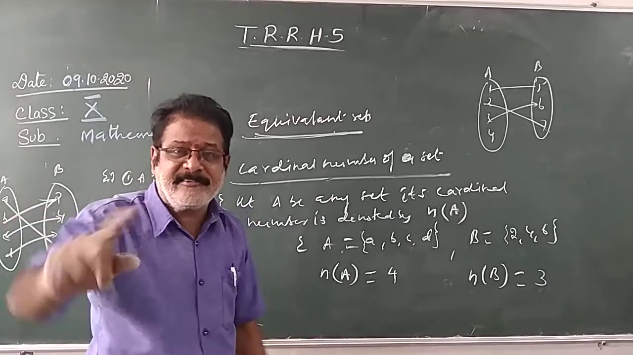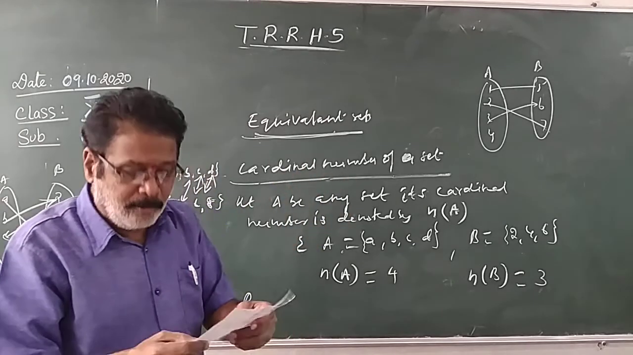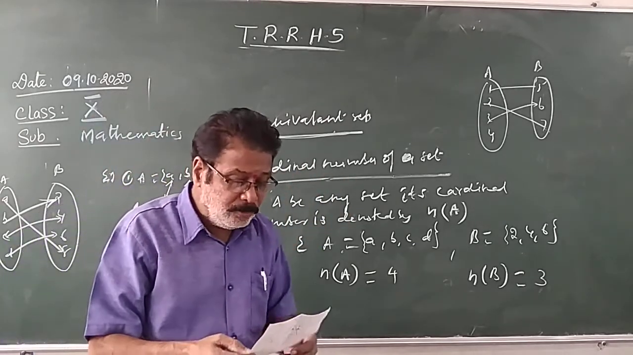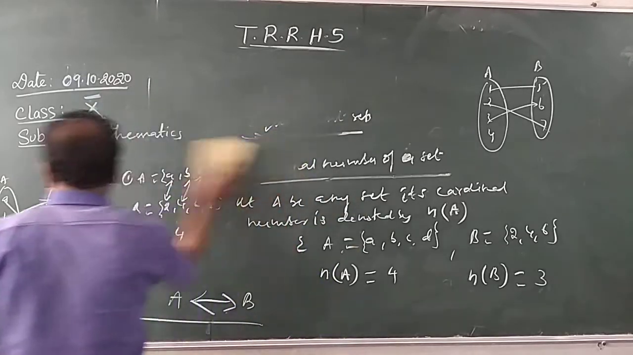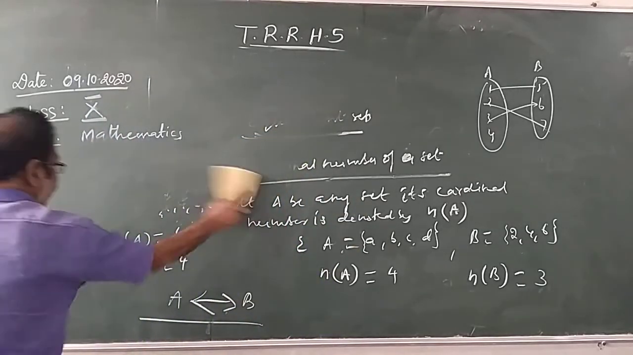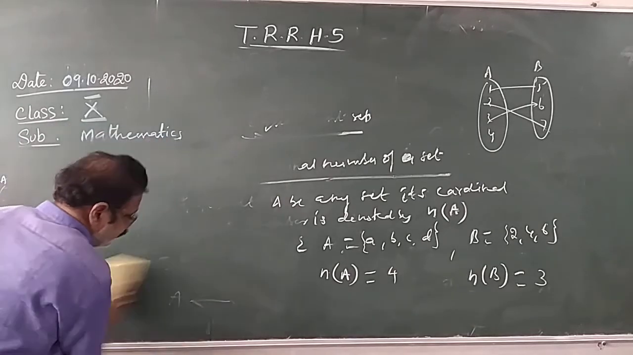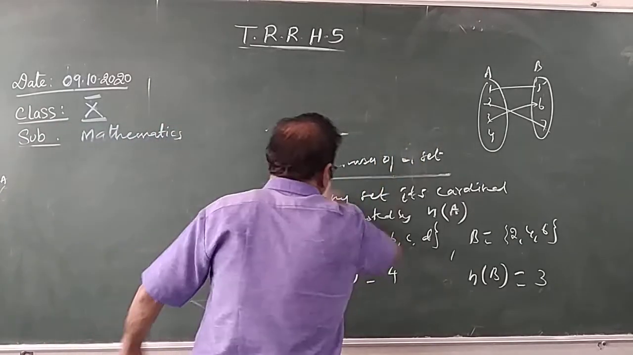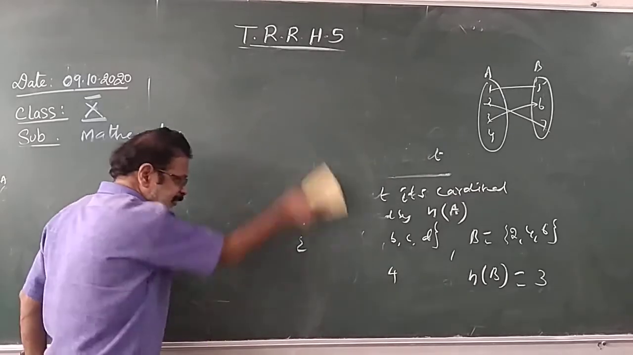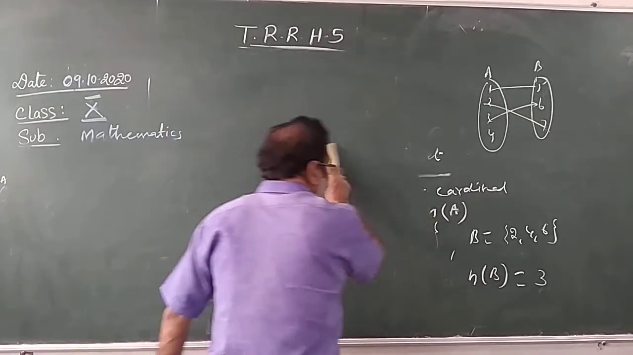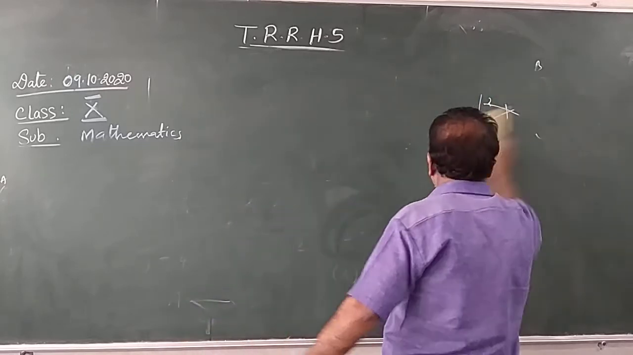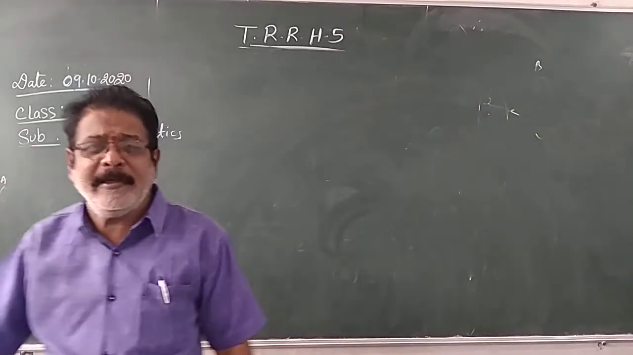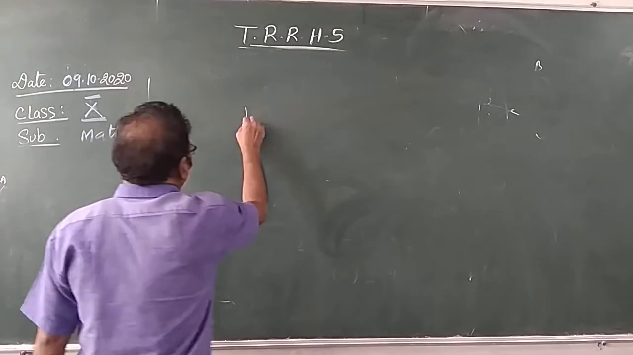But equivalent sets are not equal. This you observe. Okay. Next, we go for finite sets. So far, I explained equal sets and equivalent sets. The next type of set is finite sets. Finite means which can be countable.